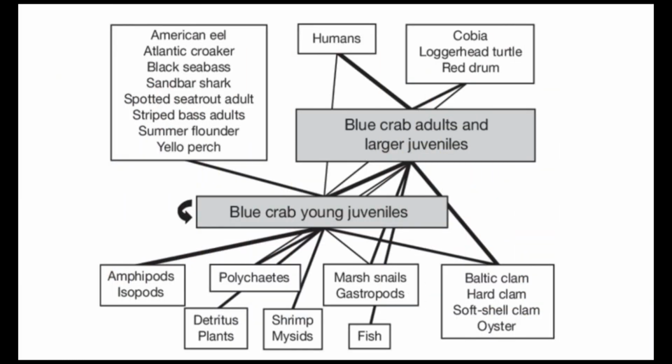Last but not least, this figure shows the food web of the blue crab in Chesapeake Bay, illustrating only those linkages with the blue crab as either predator or prey. Blue crab adults and juveniles are shown as separate compartments. Thicker lines indicate stronger connections, as determined from stomach content studies. That's all for the unique food web of estuaries.